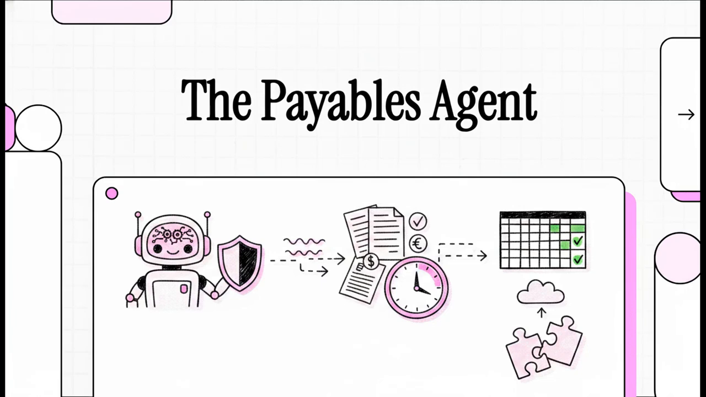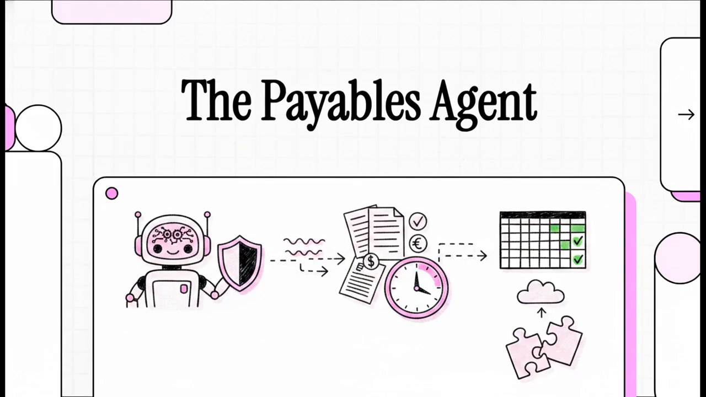So today we are looking at something that is literally going to change the game for finance professionals. Because let's be honest, nobody actually enjoys manual data entry, right? With the release of Dynamics 365 Business Central version 26.3, Microsoft just dropped a brand new public preview feature, the Payables agent. I want you to think of this not just as another software update, but as your very own digital assistant for accounts payable.